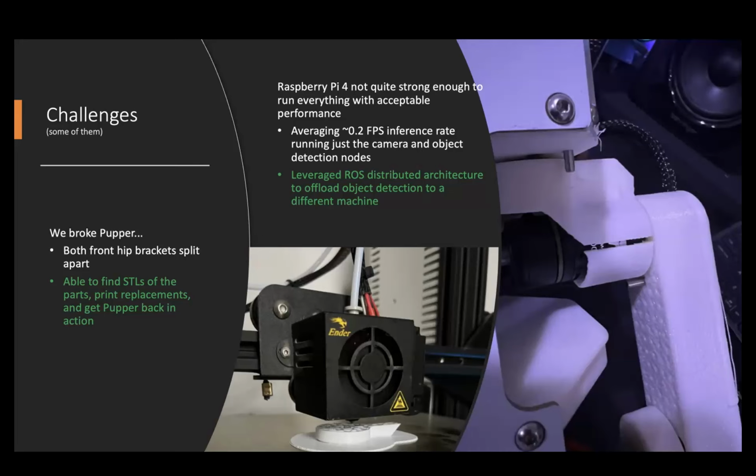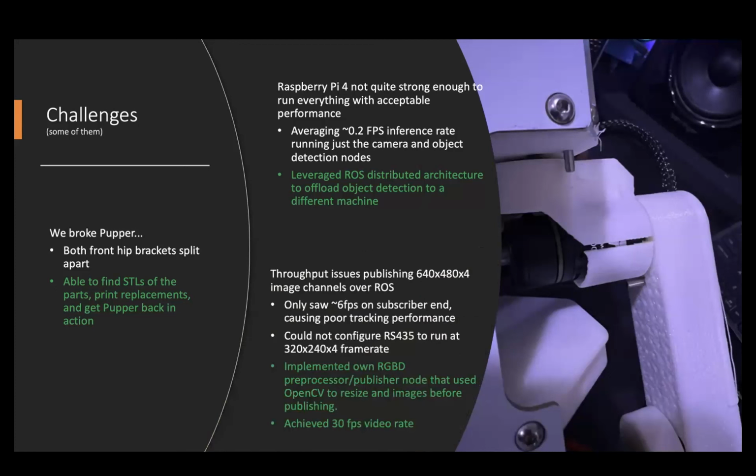So it was kind of a testament to the power of ROS and its ability to let you do distributed computation like that. We did have some throughput issues with publishing the full size 640 by 480 images over ROS, basically amounting to poor tracking performance. And we had some issues configuring it to run at a 320 by 240 frame rate. So Jared implemented another ROS node to basically pre-process and publish these images using OpenCV to do some processing and then publish it. And we were able to achieve up to a 30 frames per second rate with that. So that's a pretty impressive gain right there.